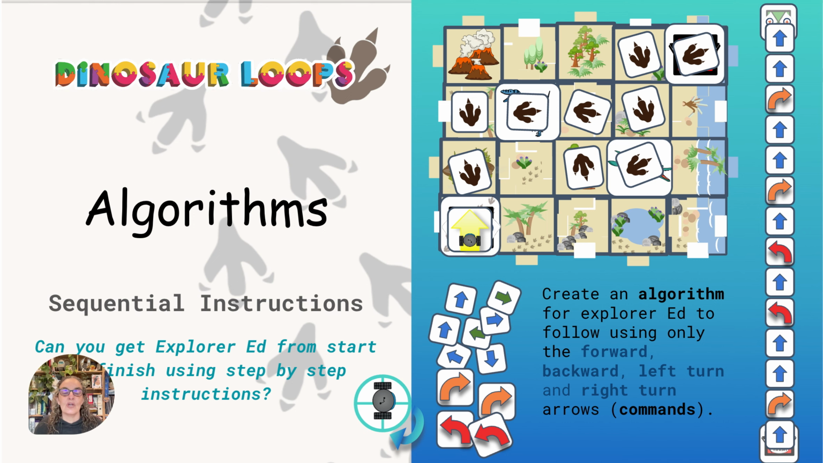Once you have completed the planning of the path that Explorer Ed is going to follow, the next step is to write the algorithm. This is where the different coloured arrow cards come in. These are your commands, the individual commands that Explorer Ed is going to follow. If it's a blue arrow, it's going to move forwards. Remember, it's based on the direction of the arrow card here.